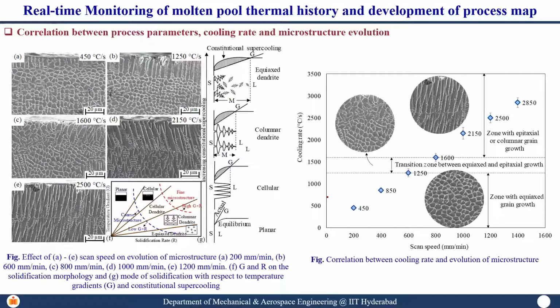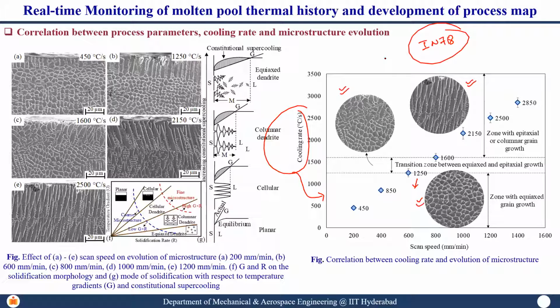We tried to look at the cooling rates, and we tried to look at the corresponding microstructures. This is Inconel 719, by the way. When we are doing the remelting process, if the cooling rate is below 1250 degrees centigrade per second, you will typically end up with equiaxial grains. If it is above 1600 degrees centigrade per second, you will have a columnar structure. But if you are in between these two, you will have a mixed cellular and equiaxial structure.